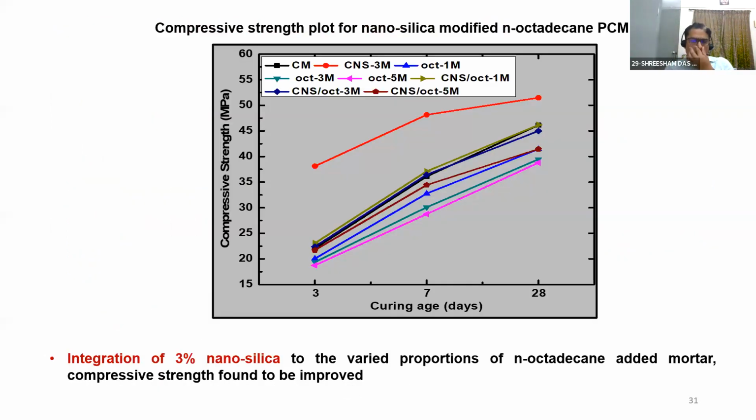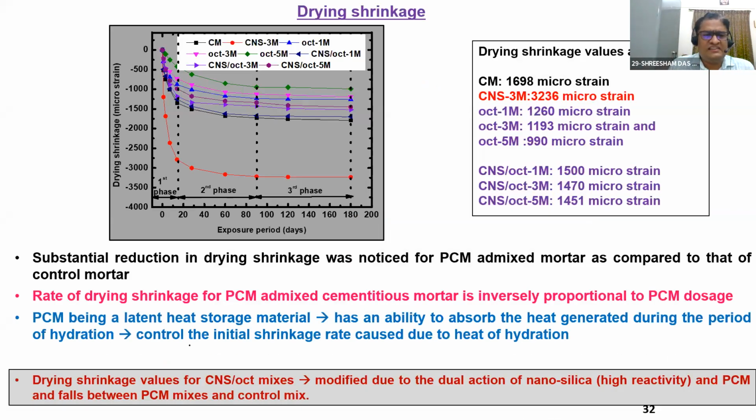These are the integration of nanoparticles and how the compressive strength develops with time. I will skip this one. And this is the shrinkage I was talking about. The moment you use a PCM admixed mortar, your shrinkage reduces substantially. That is the advantage when I am using a PCM admixed cementitious mortar.